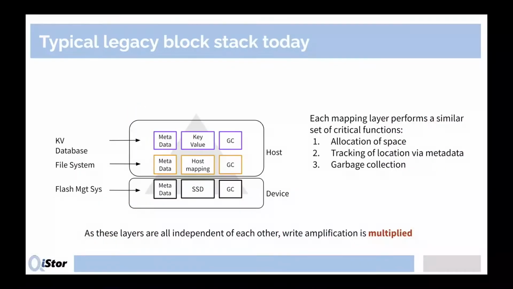So let's look at what a typical legacy block stack looks like today. And this is actually a fairly simple one. So here what I'm showing is we've got a flash management system on the SSD. And that flash management system has, as do all these mapping systems, several fundamental attributes. The first one is they allocate space. The second one is they track location information via metadata. And thirdly, they do garbage collection. So all mapping systems in some form do all these elements. That's what makes them a mapping system.